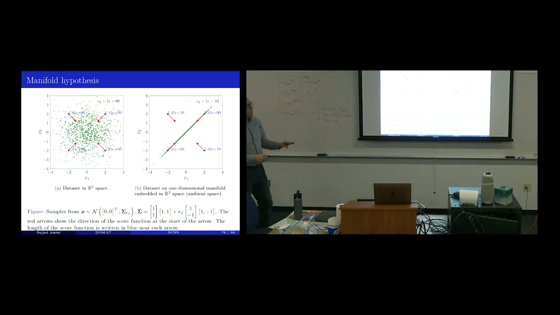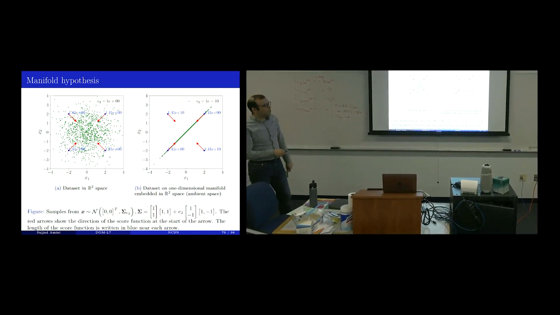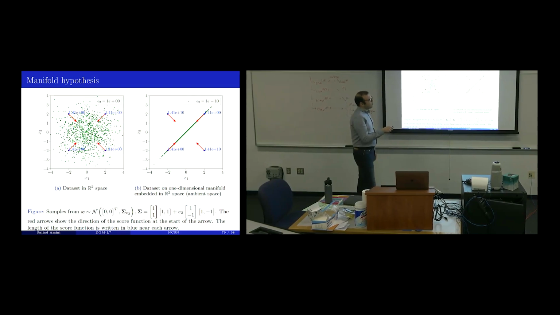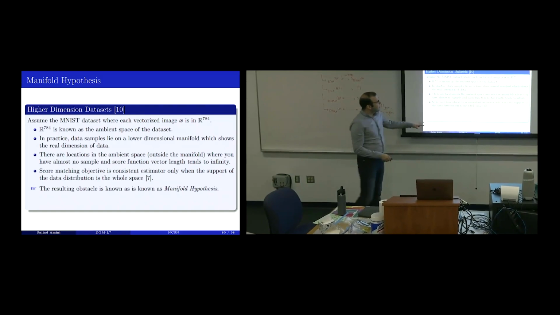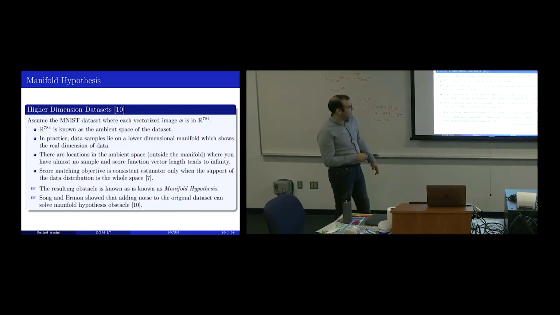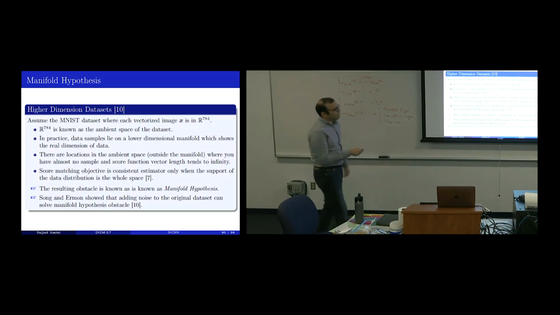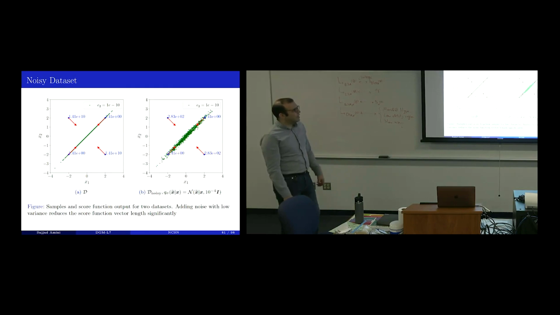And what is the problem with this change in the true dimension? There are some regions in the space that are not the support of the distribution, and the problem is that, we have written it here, the score matching objective is consistent only when the support is the whole space. So this is the first challenge.